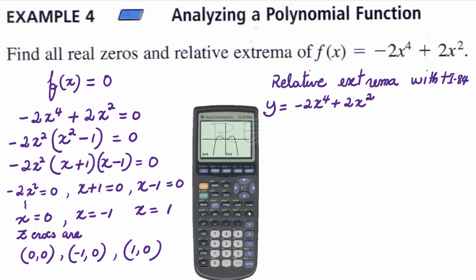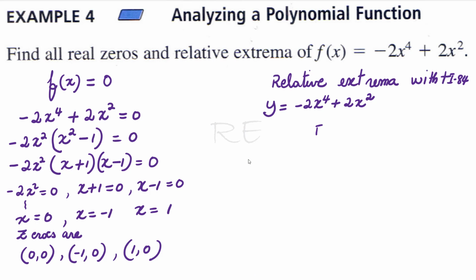Just from the graph, we can see that the lowest point is (0, 0). From the graph, the local minimum is (0, 0). We're going to call it the relative min.